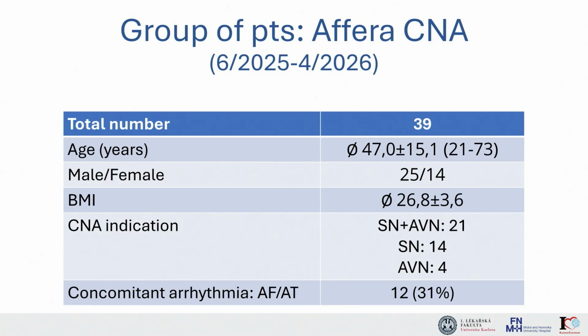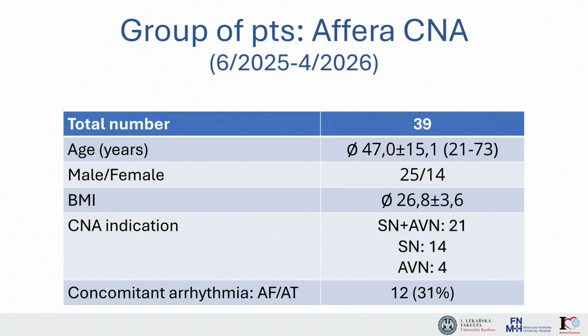The indication, as a diagnosis for treatment, was the level of sinus node dysfunction or AV node dysfunction. So you see 21 patients had a combination, the indication on the level of sinus node and AV node. In 14, the indication was just for sinus node, and AV blocks in 4 patients.